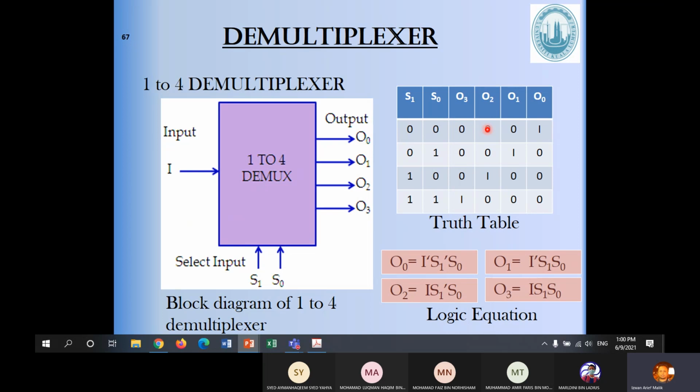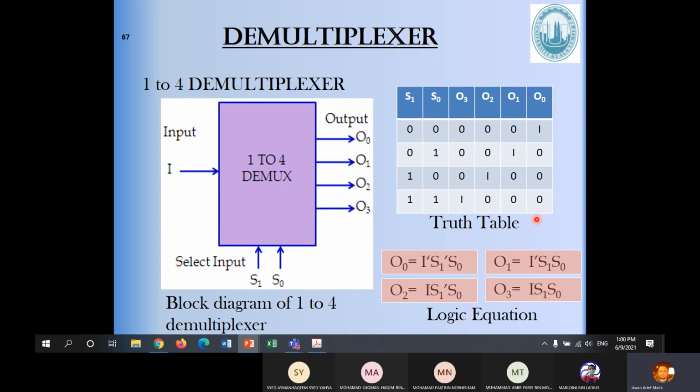Output 2, I dia akan ada pada output 2 when S1 1, S0 0. So dia akan jadi S1, S0 bar, I. Output 3, S1, S0, I. So I, S1, S0. Sebab dua-dua satu tak ada bar.